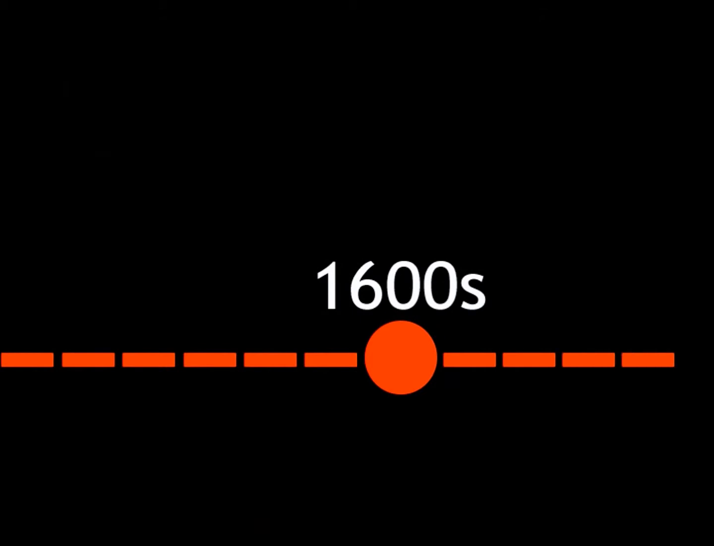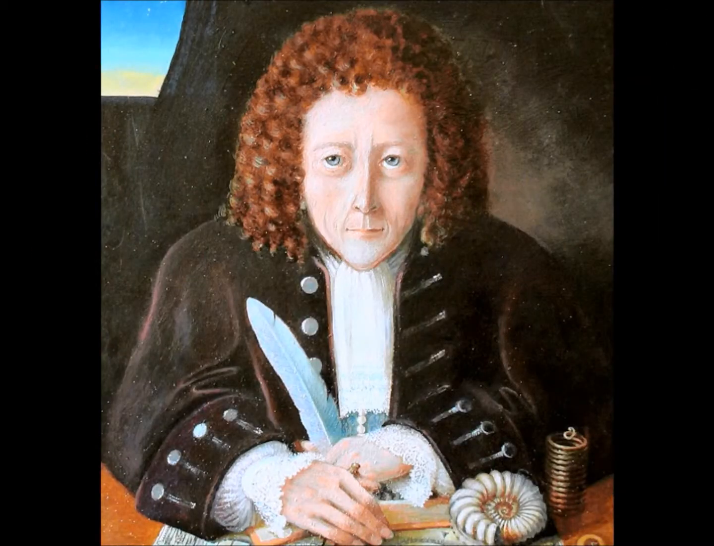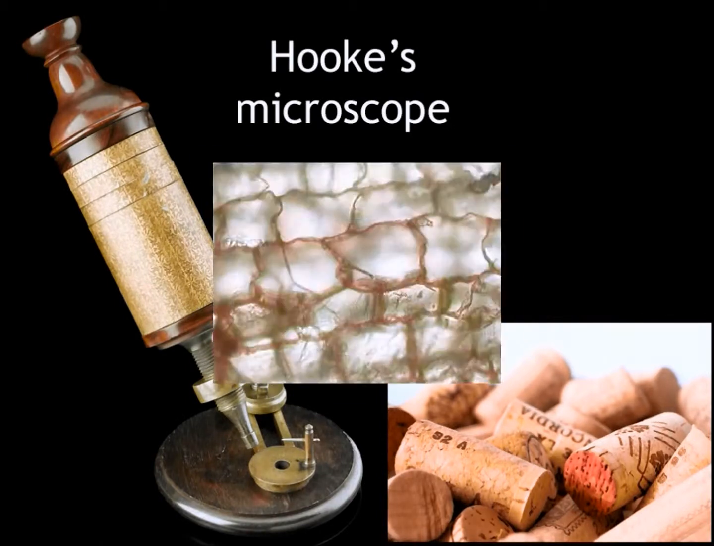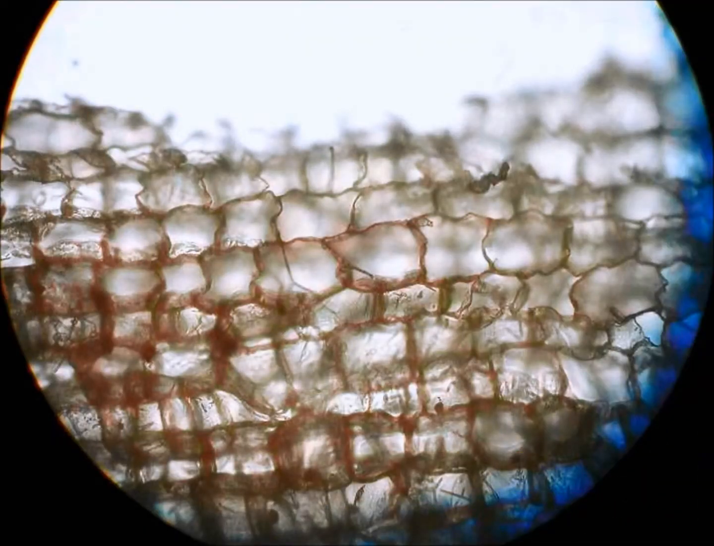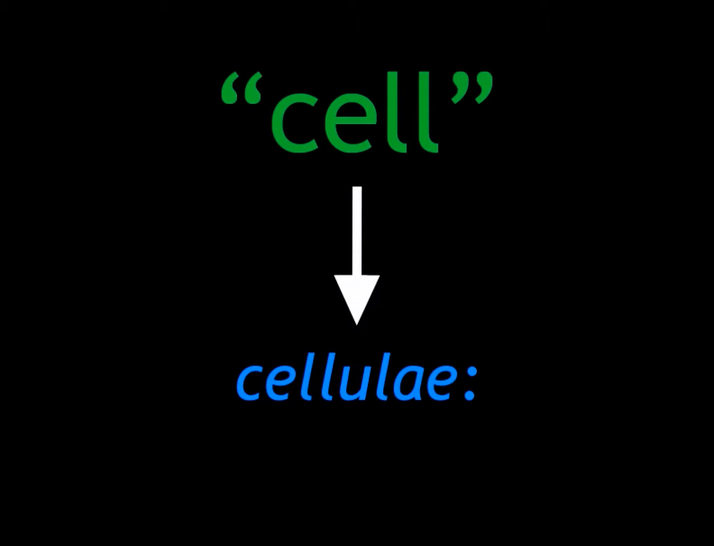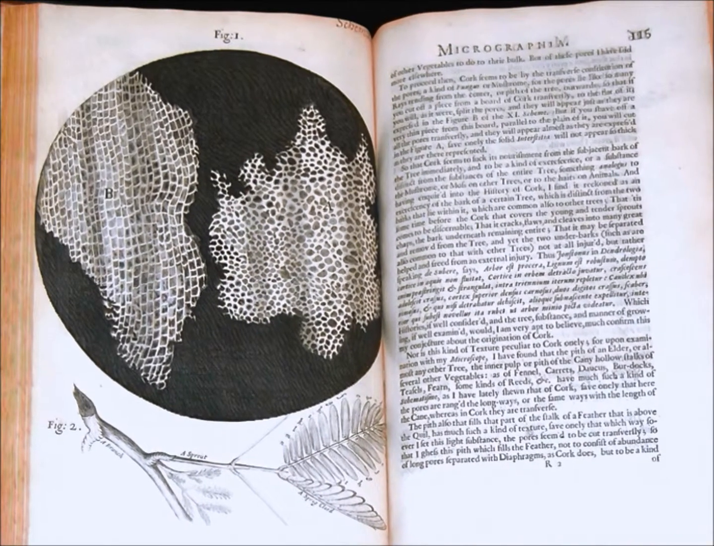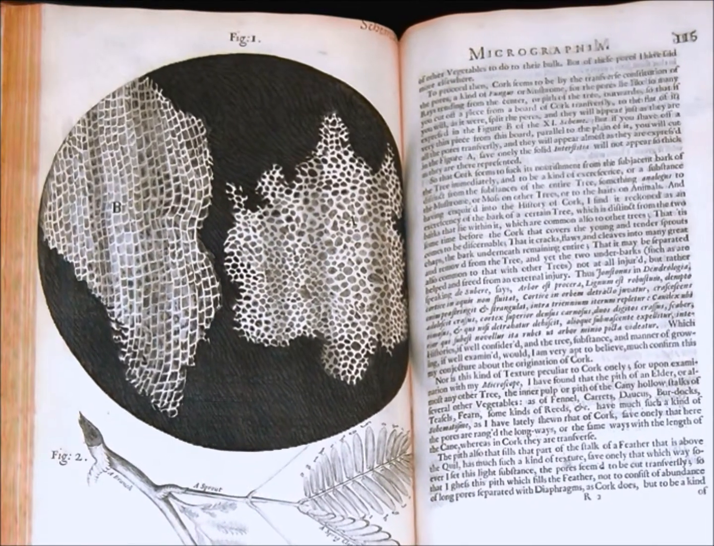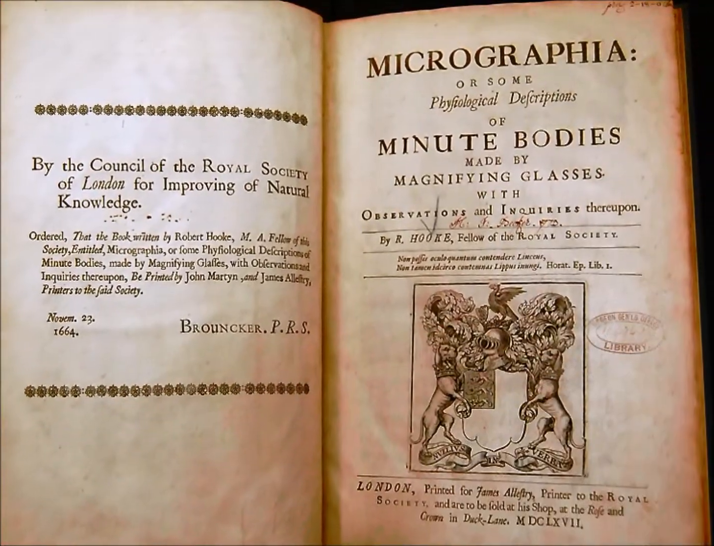The next major breakthrough happened in 1665, when Robert Hooke discovered the cell using a compound microscope he'd created. While looking at slices of cork under his microscope, the English scientist identified cells. Reminding him of monks' rooms, Hooke named what he saw the cell, from the Latin word cellulae, meaning little storage rooms. Hooke drew his observations, which were published in his famous book, Micrographia.